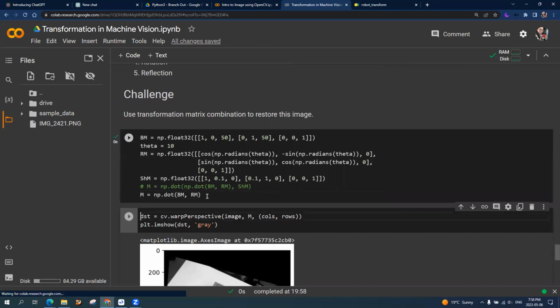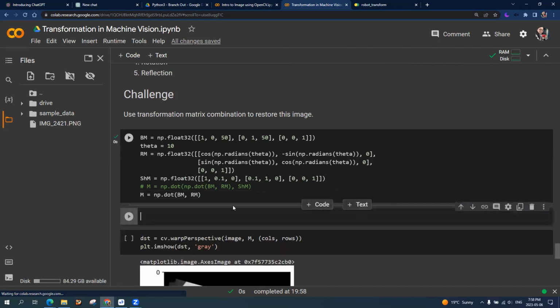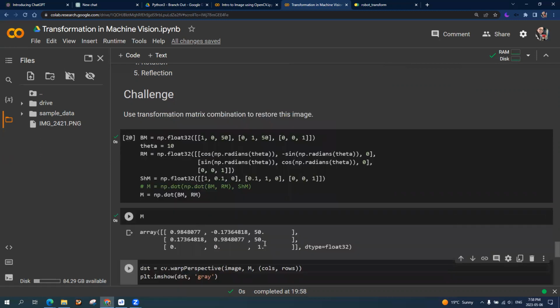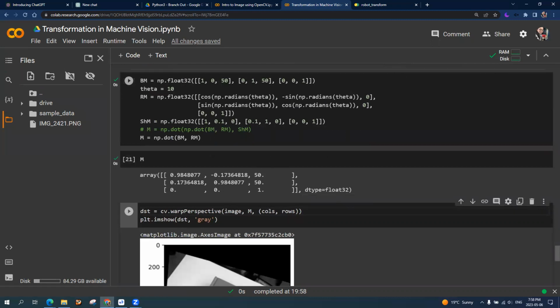Okay. So after you do that, let's take a look at the matrix. So M, print it out. Okay, there you go. So we can see that the matrix got combined properly. We want to translate 50 and 50, so it does that, right? And we want our rotation, so it does that. And then all of the other positions that we are not using are set to proper values. They're 0, 0, and 1.